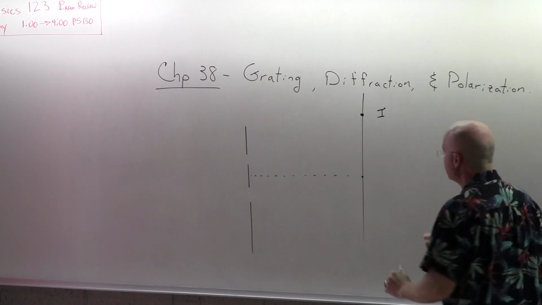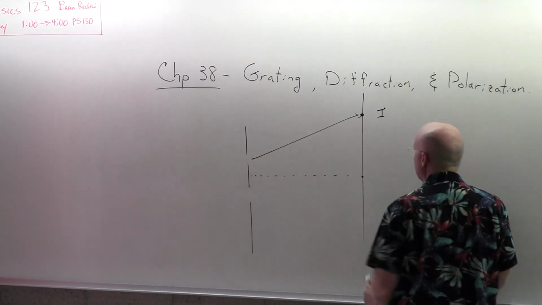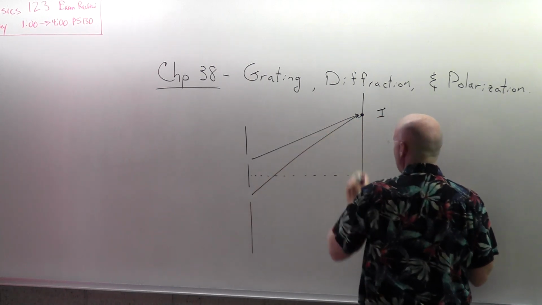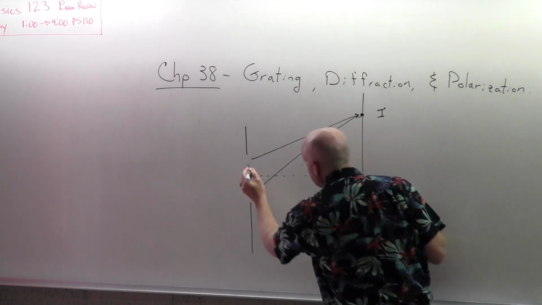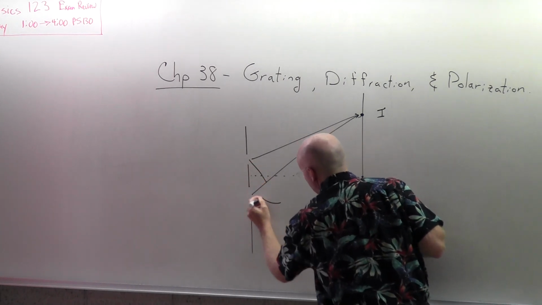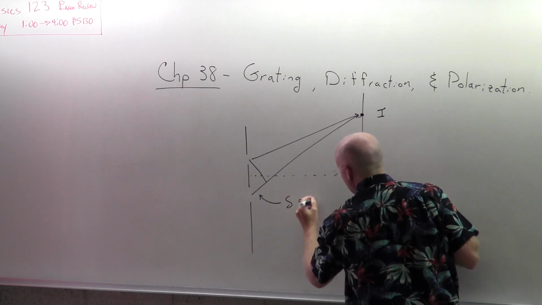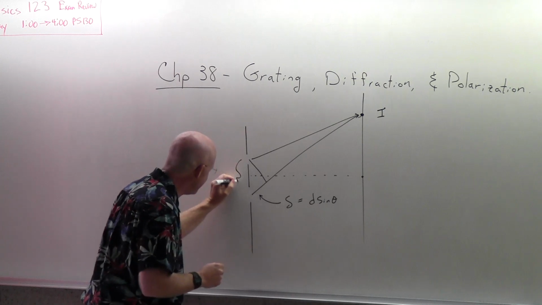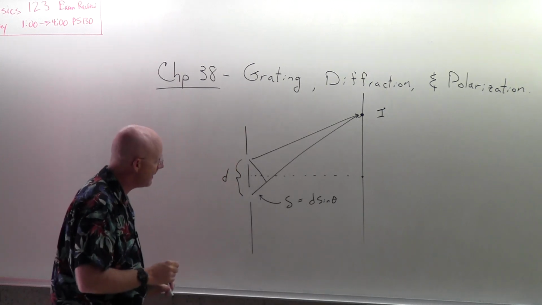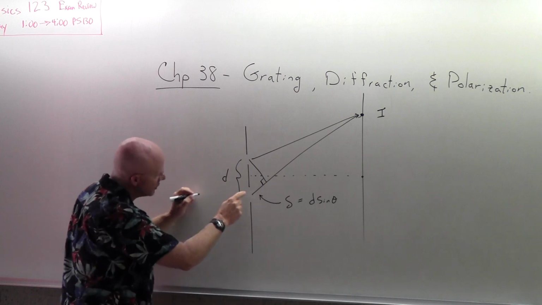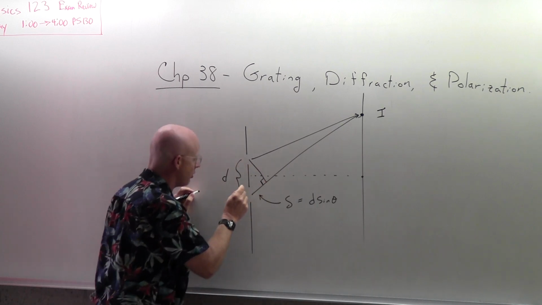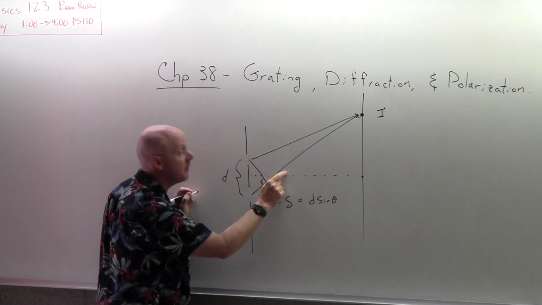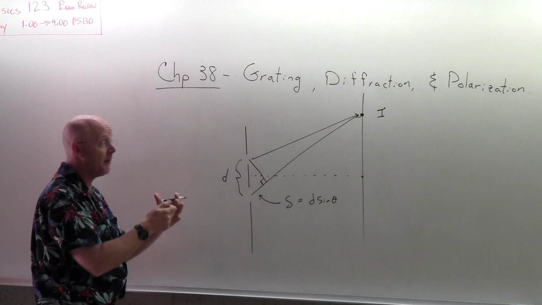And we said there would be some light that comes from that opening and light that comes from that opening, and they would differ by a path length of d sine theta, where d is the distance between them. We got this distance by doing a little trigonometry with this triangle and said, all right, that is the extra distance that the lower beam travels compared to the upper beam.